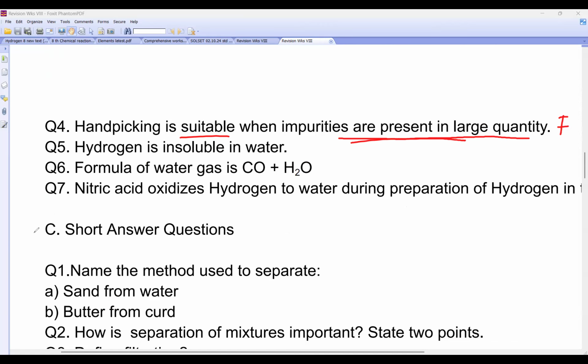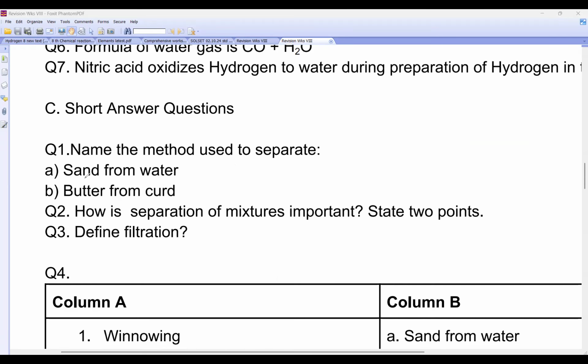Name the method used. Sand and water. Sedimentation. So we can use filtration as well, right? As well, yes. But sedimentation is more about butter and curd. Centrifugation. Then how is separation of mixture important? To remove the harmful substances and remove the impurity, right?